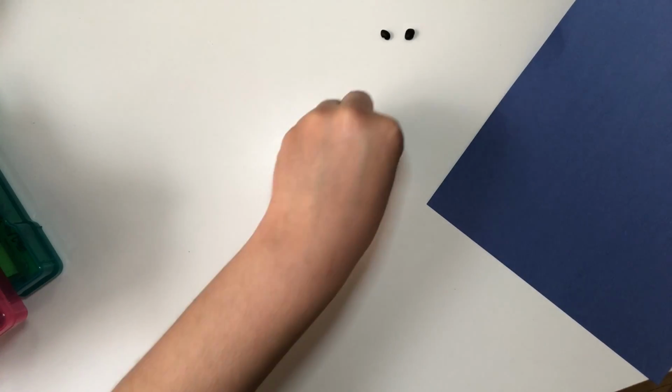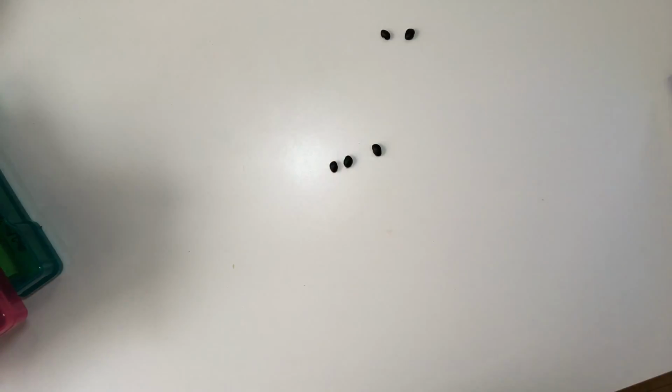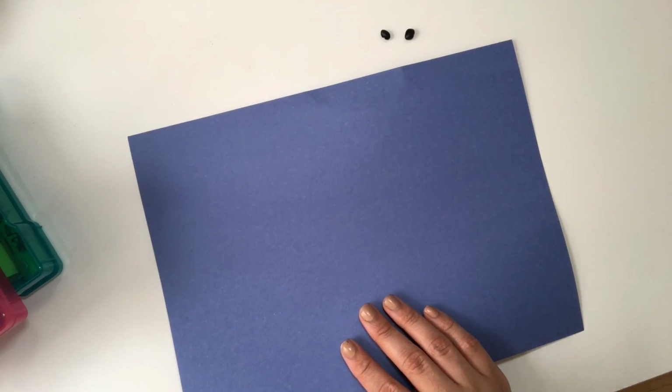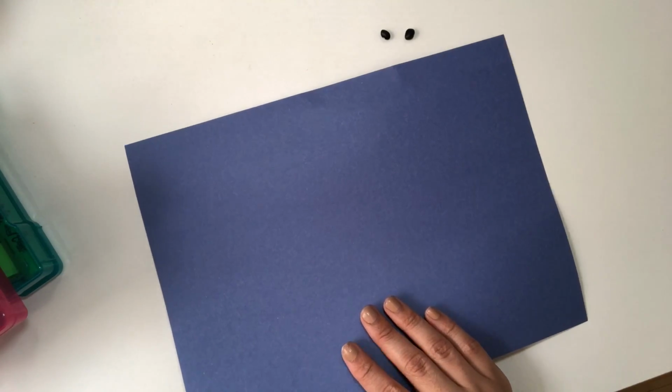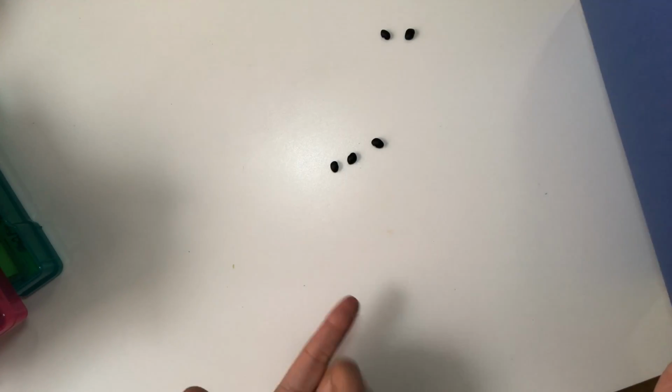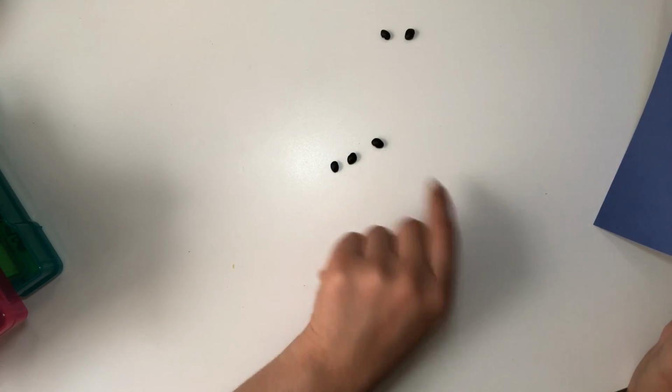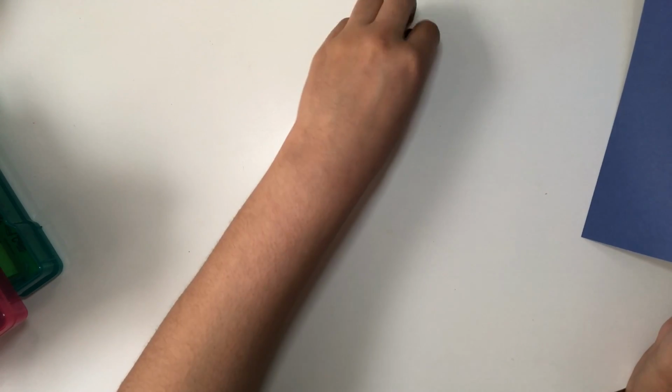So I would say 3, right? And I will cover it. And I will ask them, can you guess how many beans I have now under my cloth? Your child will say 3. And they will go ahead and they can count 1, 2, 3. And then you move on to the next number.